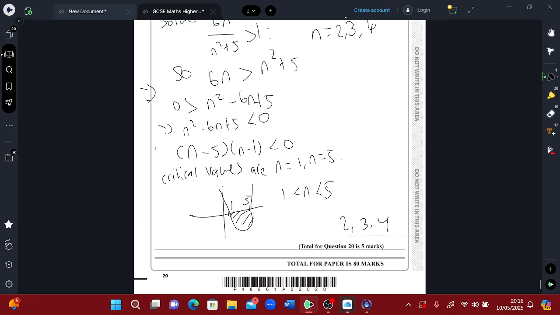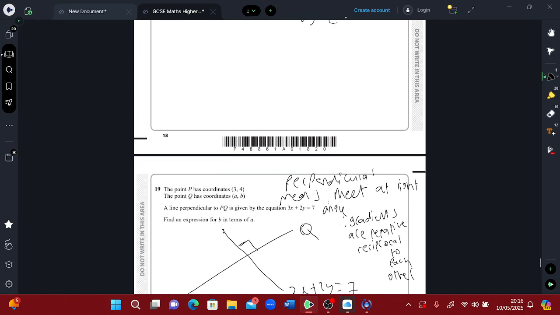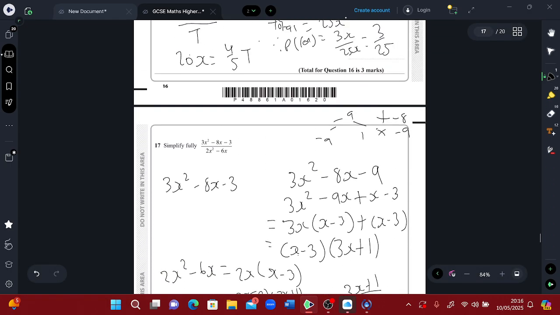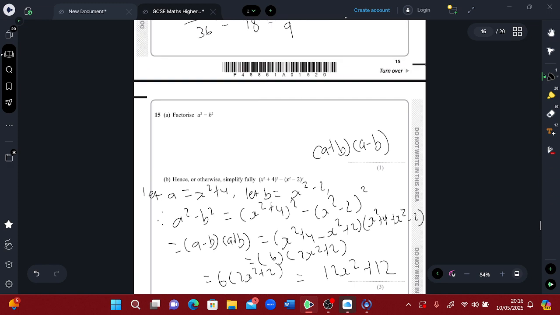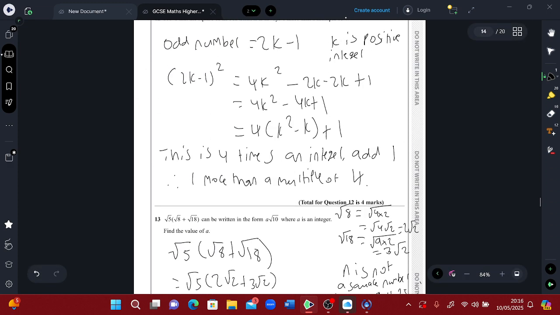And actually, we're at the end of the paper now. But yeah, obviously, I did check some of the questions. We did have some hiccups, but we got there in the end. But that's generally how I'd approach it.